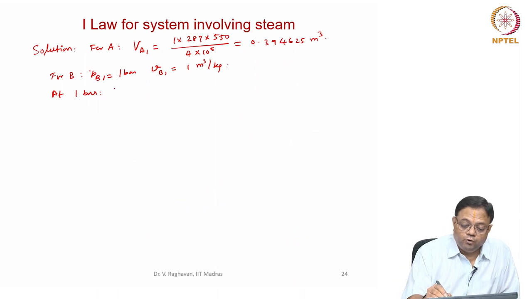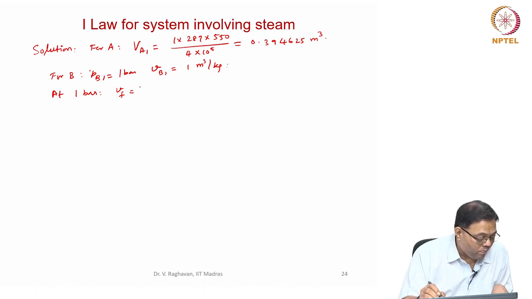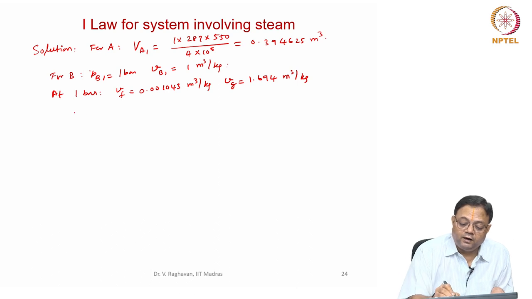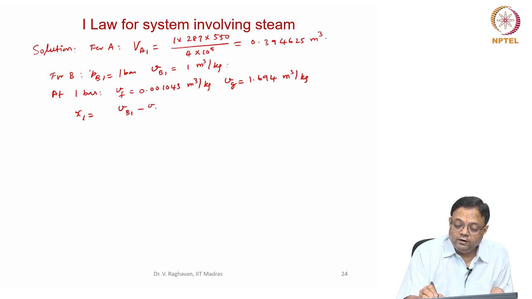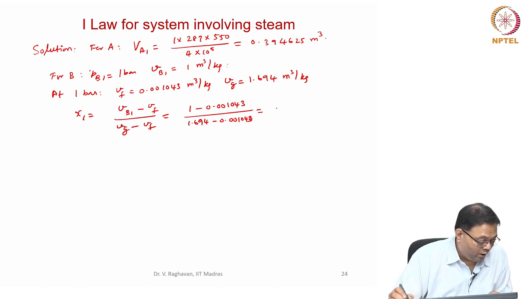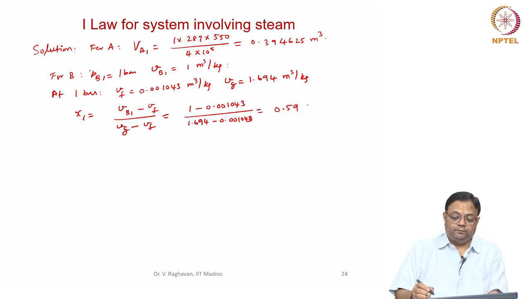So, Vf equal to 0.001043 meter cube per kg and Vg equal to 1.694 meter cube per kg, and we can find X1 as VB1 minus Vf divided by Vg minus Vf, which is equal to 1 minus 0.001043 divided by 1.694 minus 0.001043, equal to 0.59. So the initial quality is 0.59.